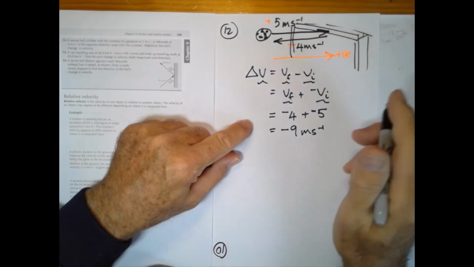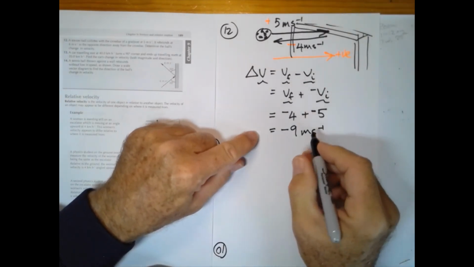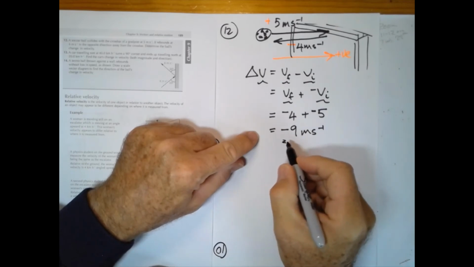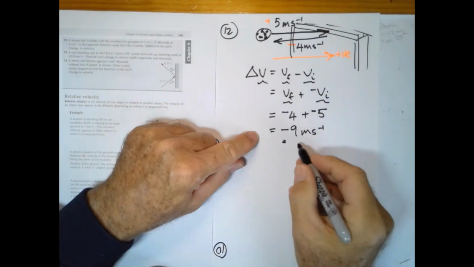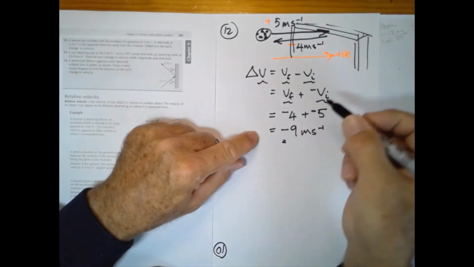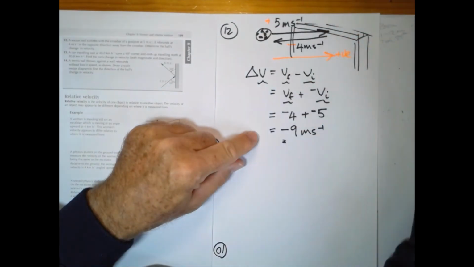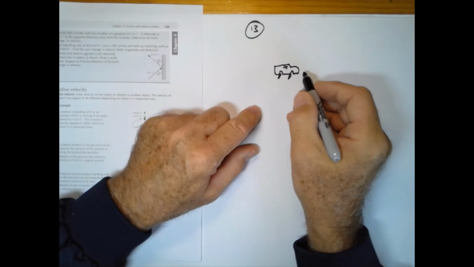And we've got to indicate then what this direction is. This sign gives us the direction. This is positive, negative in this direction, so this is 9 meters per second in a direction away from the crossbar. Question 13. A car travelling east at 40 kilometers per hour.